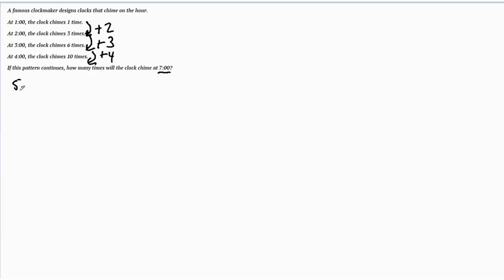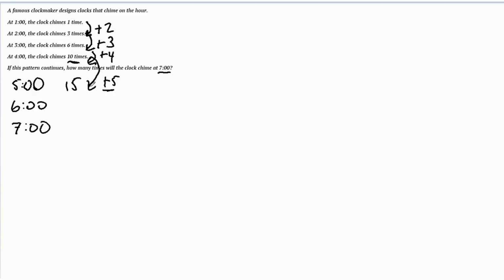So let's put 5 o'clock here. I know, world's best drawings. 6 o'clock right next to it. And then underneath that, 7 o'clock. Well, from 4 to 5, we added +2, +3, +4. So from here to here, it's going to chime 5 more times. So 10 times plus the 5. This one's going to chime 15 times.